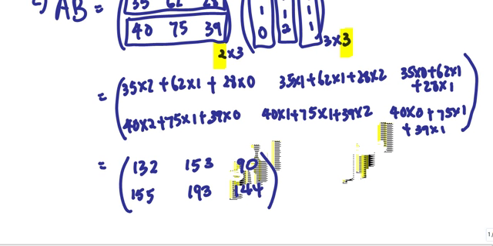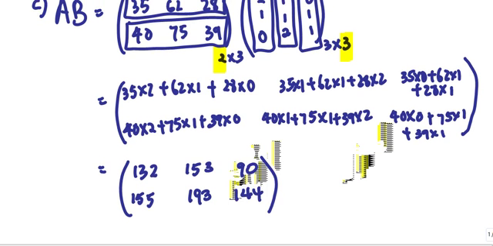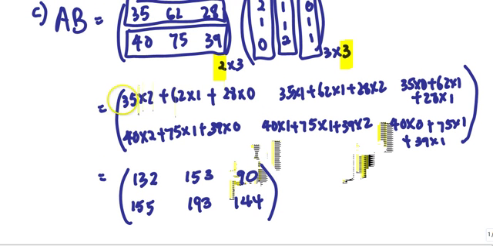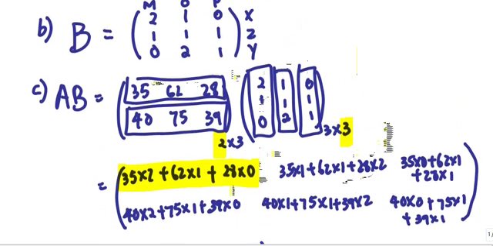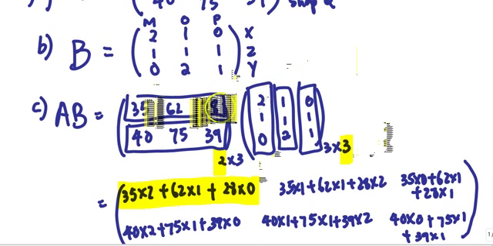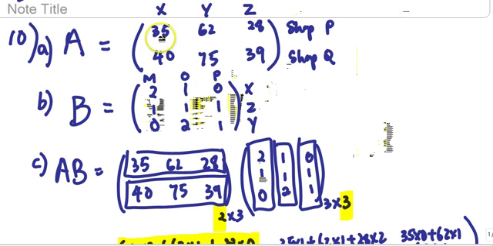Besides calculating the value of A times B, we have to find out what it represents. To look at what it represents, it may help if we look at one of the elements here. If you look at the first element, what does this mean? I'm taking 35 times 2 plus 62 times 1 plus 28 times 0. Now remember, what does the 35, 62 and 28 represent? If we go back to matrix A again, 35, 62, 28 represents the number of juices of each type sold in shop P.